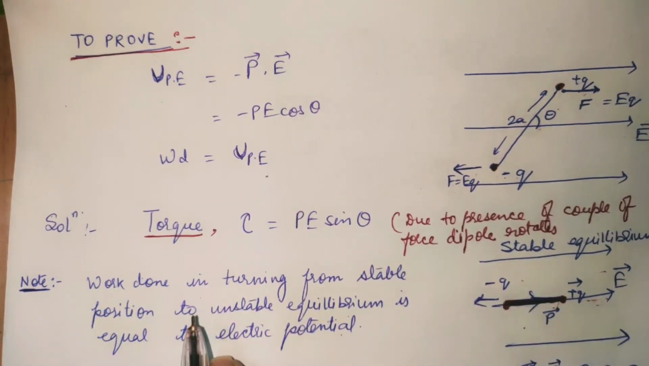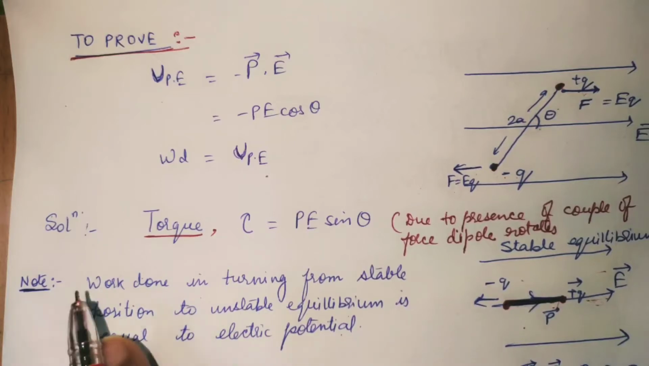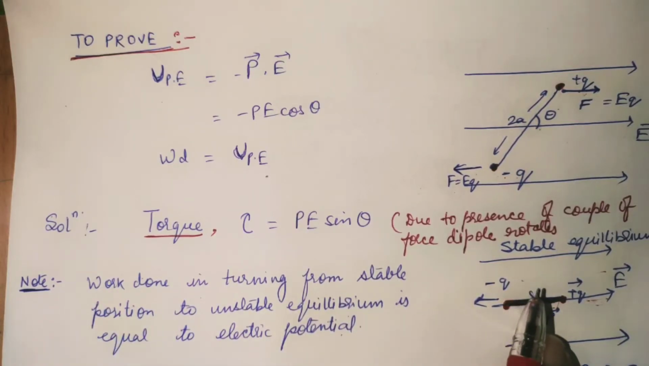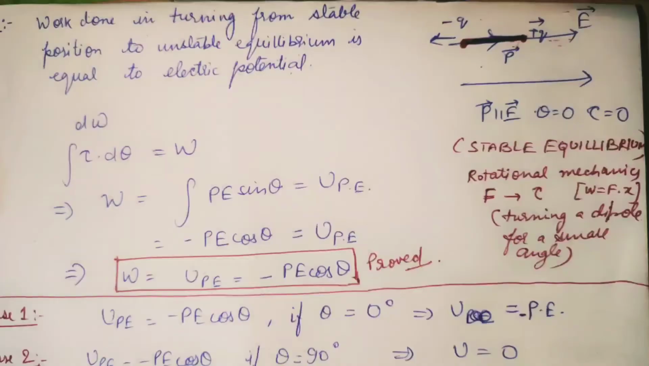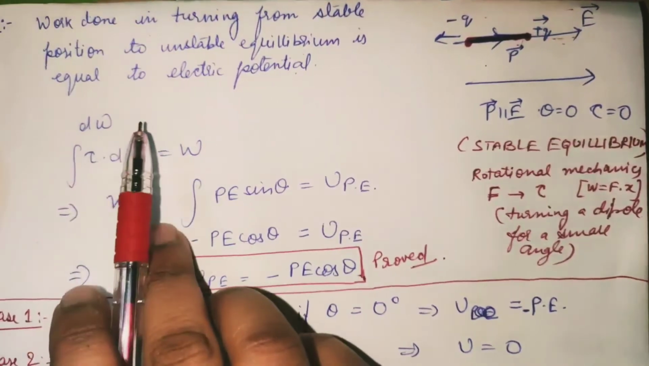दैट इज़ ओनली, this is what we have defined here, that the work done in turning from stable position to unstable equilibrium is equal to the electric potential. ये जो work done करना पड़ा है वही actually उस dipole के अंदर as an electric potential store हो गया है. Now we have to prove our equation. So let's prove the equation.